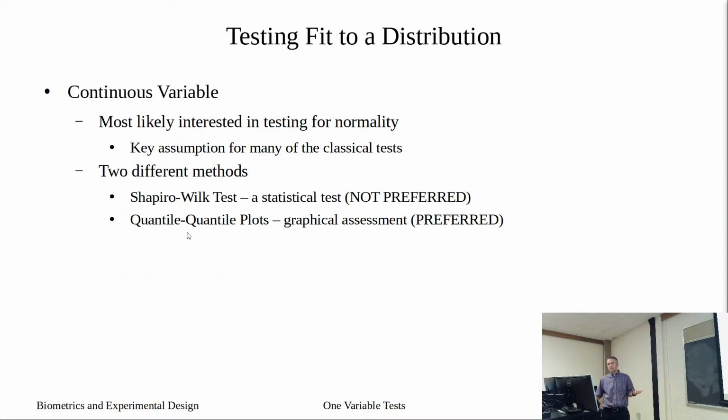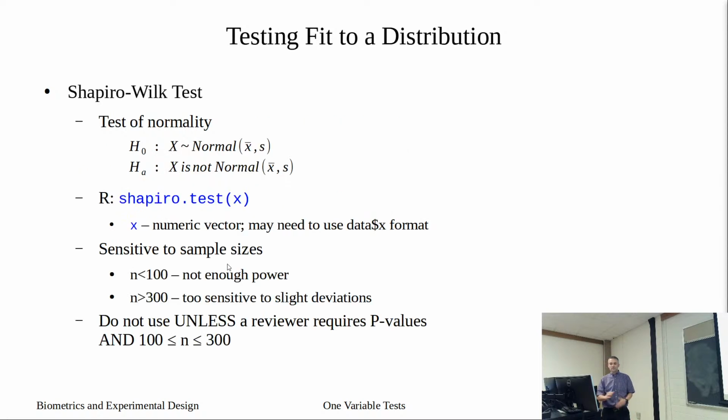But if we run Shapiro-Wilk and it says p is less than 0.05, you're going to be stuck saying, well, now I can't do a t-test. What else can I do? We don't want to do that. So if you're forced to do a Shapiro-Wilk test, how do we do it?